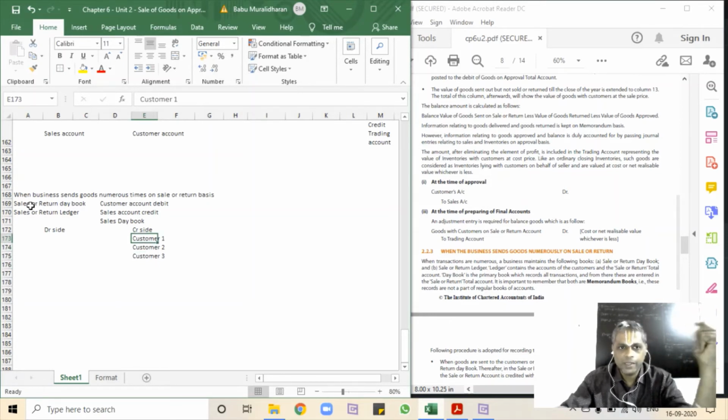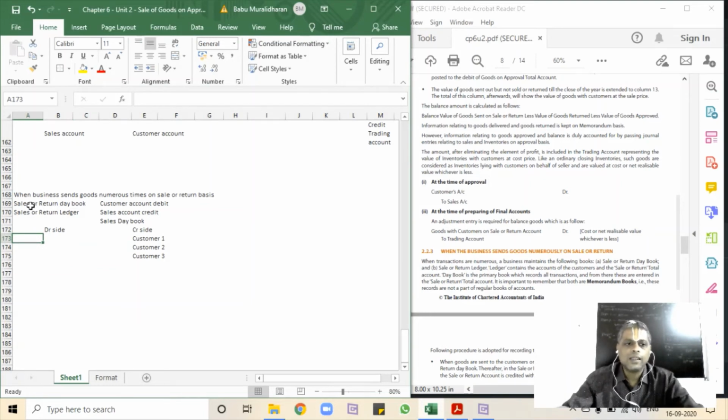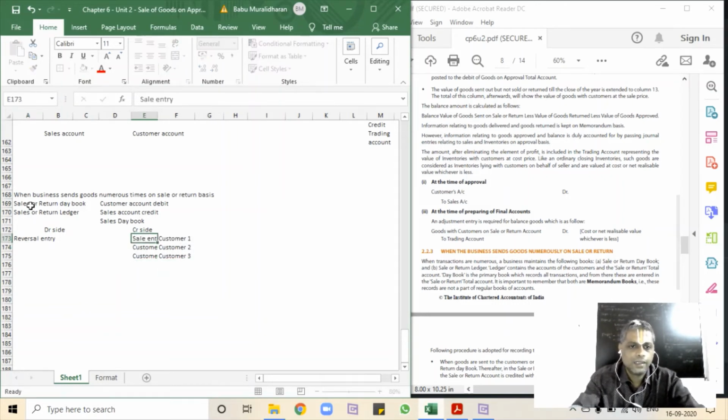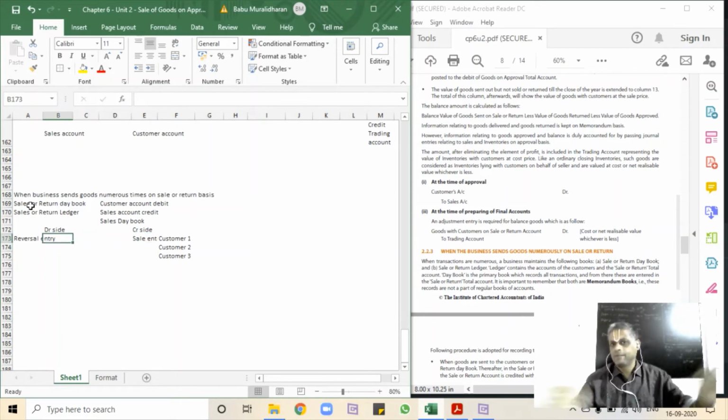Individual customer account will be debited and sales account will be credited. And similarly, when the customer returns the goods, the sales account will be debited, and individual customer account will get credited. So the reversal entry, and this is the sale entry. Sale entry, customer will be debited, and in case of reversal entry, customer will be credited. So at the end of the month, the sales daybook will be posted to the ledger.